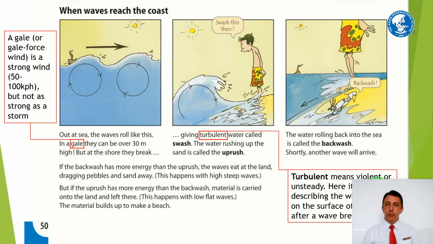But if the uprush, the water flowing up onto the sand, has more energy, the material is carried onto the land, the backwash is not as strong, so it doesn't take it away. And the material builds up to make the beach. And this happens with low, flat waves. So remember, high, steep waves have more backwash, and they will erode the coast. Low, flat waves have more uprush, and they will deposit material and build up a beach.